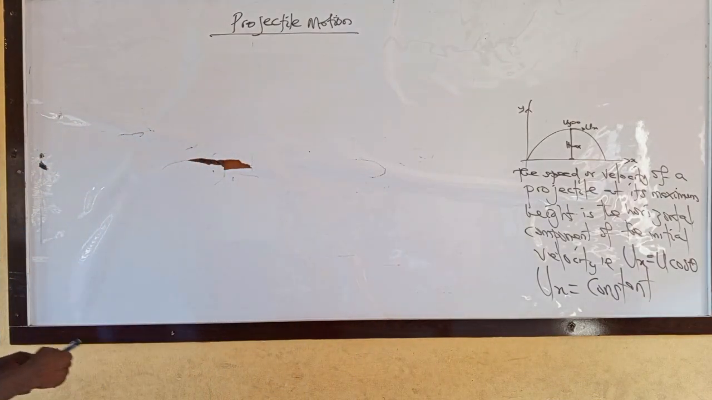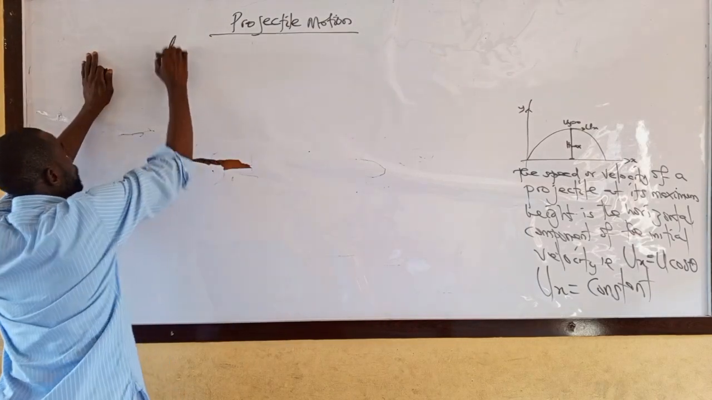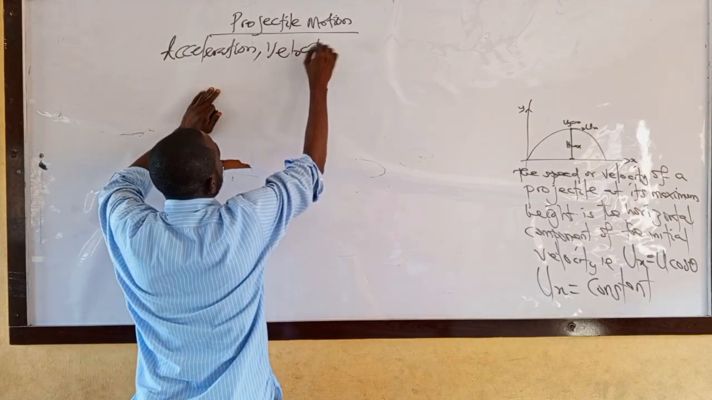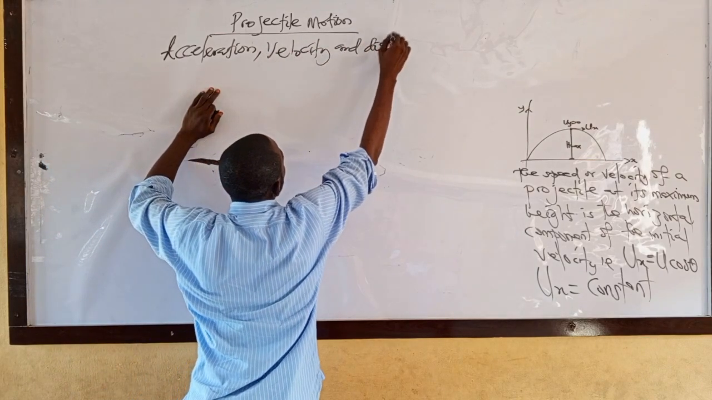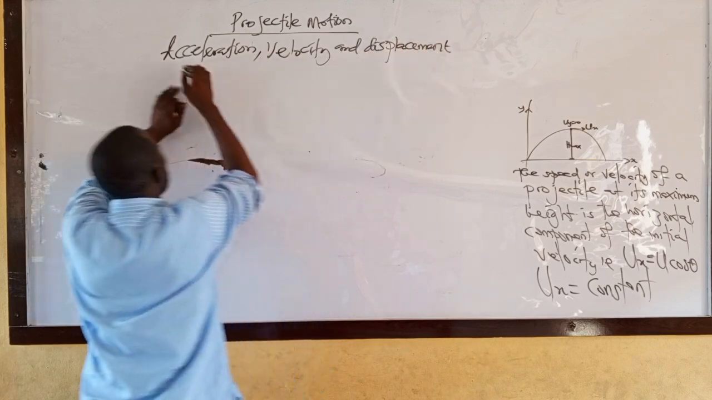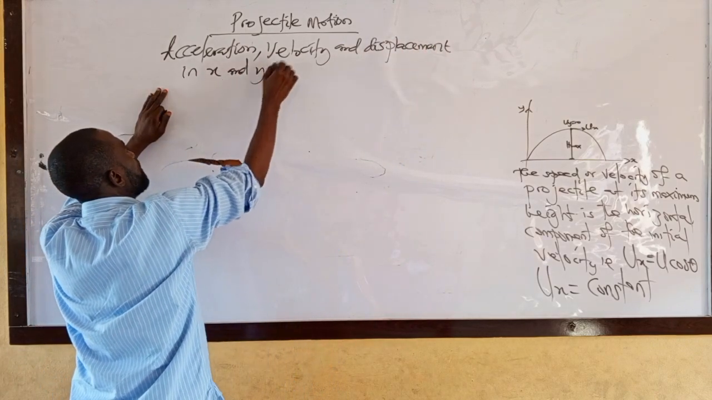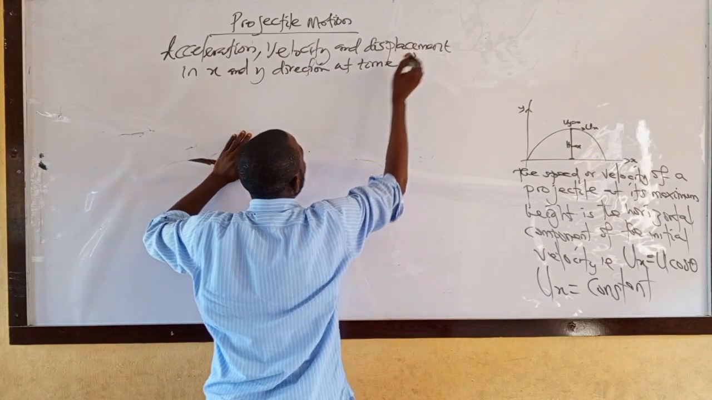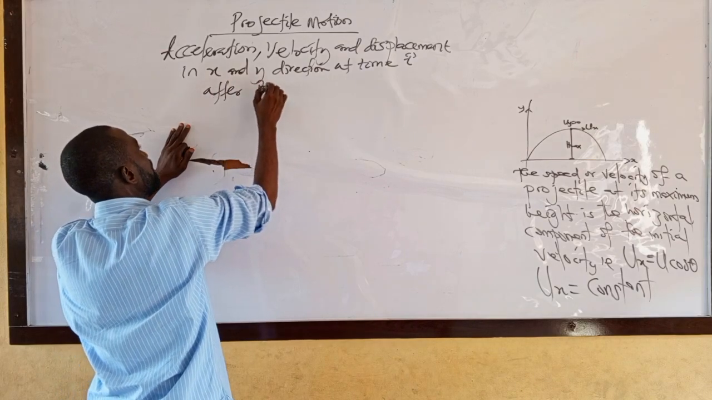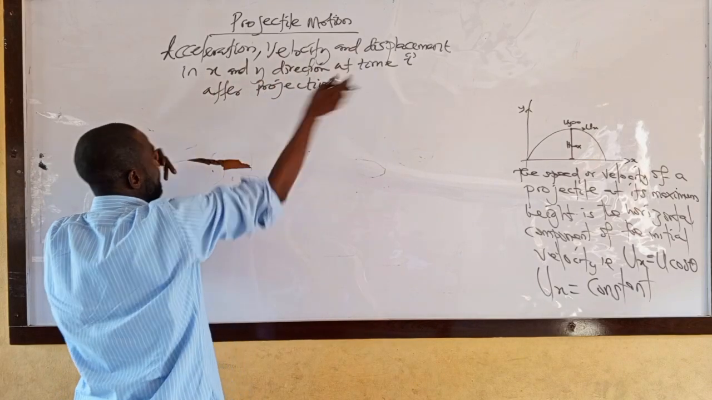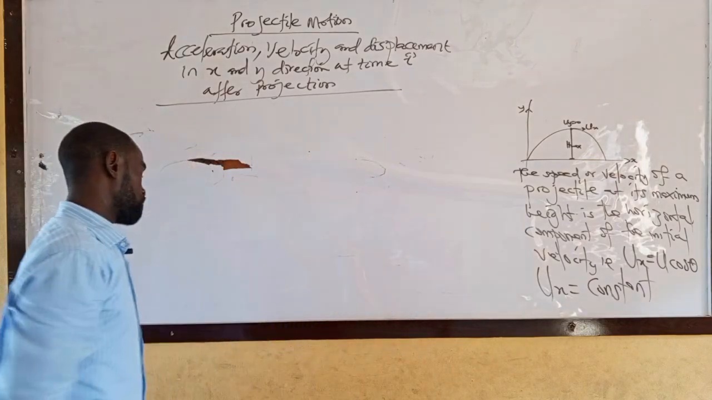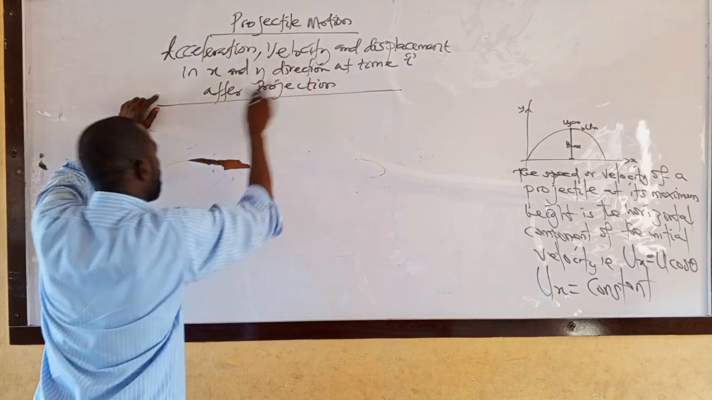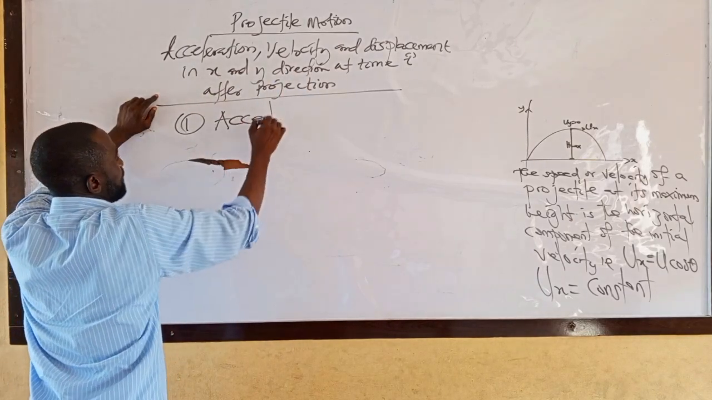So the next one is acceleration, velocity, and the displacement, in the X and Y directions at time t after projection. So here we have time t, and the first one had no time. Once you have time t, we must consider both directions, X and Y. The first one, let us take the acceleration.